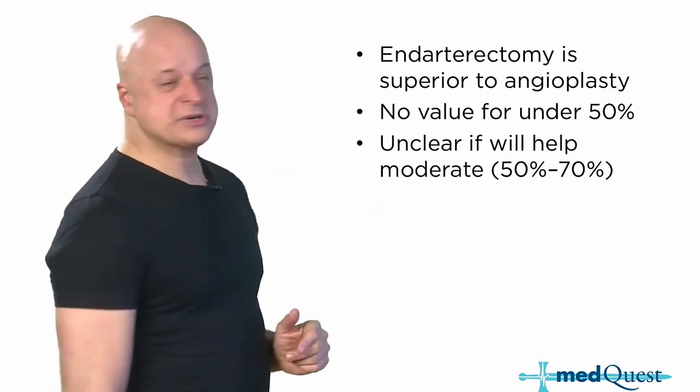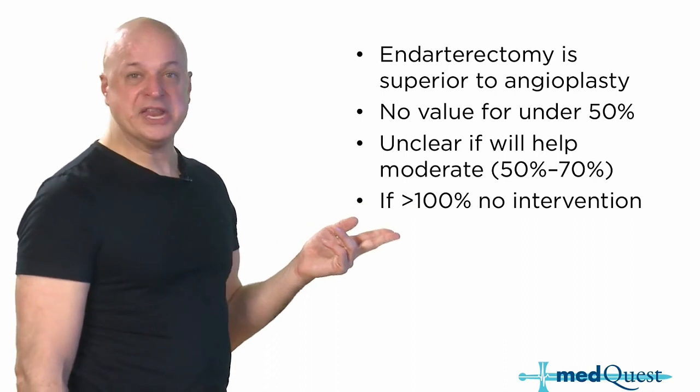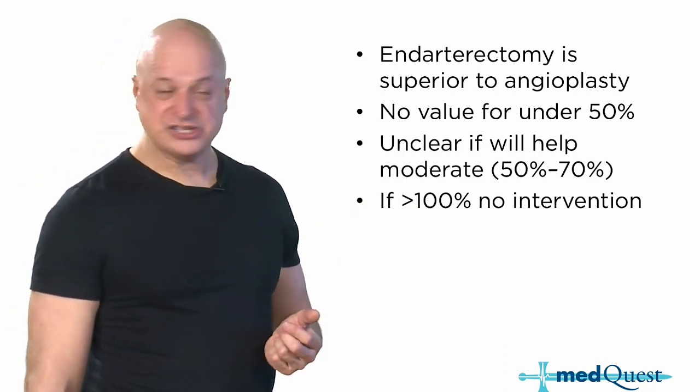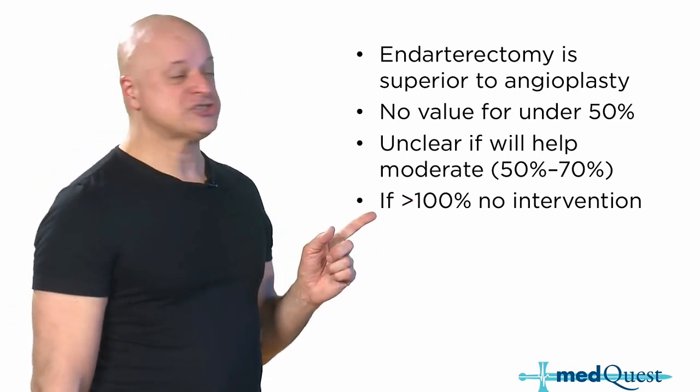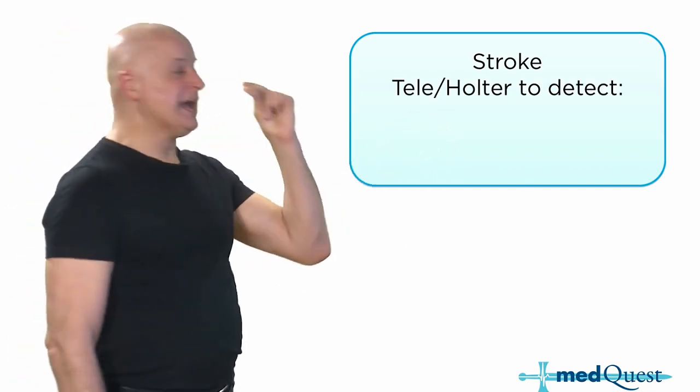So if it's under 50%, the answer is no intervention. 100%, no intervention, because you've learned to live without it. If it's 100% occlusion, it's already too late, nothing to do. To evaluate stroke, you're using the telemetry and the Holter to detect fib and flutter.